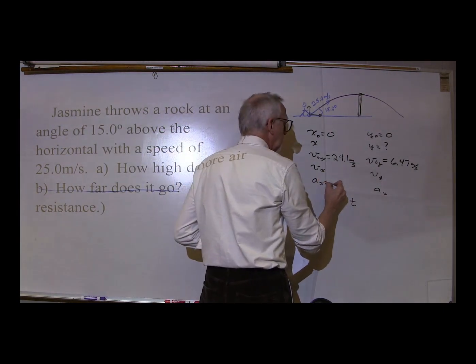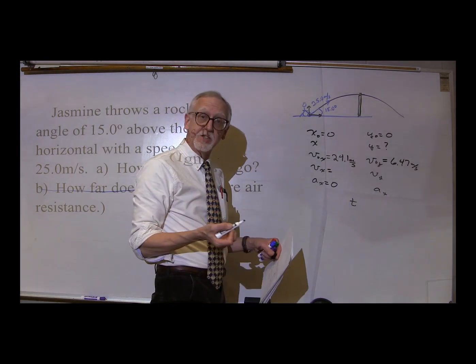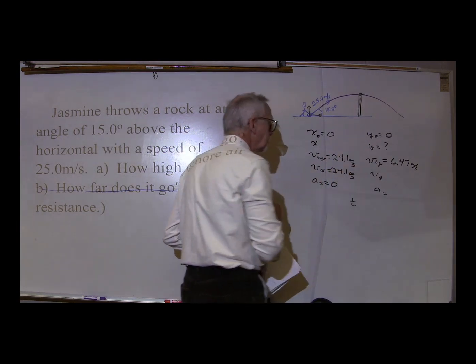Vx, well, we're not given that, but can we figure out what Vx is? I'll give you a hint. What's Ax? Ax is 0, and if Ax is 0, the velocity in the x direction is constant, so we know that's going to be 24.1 meters per second.